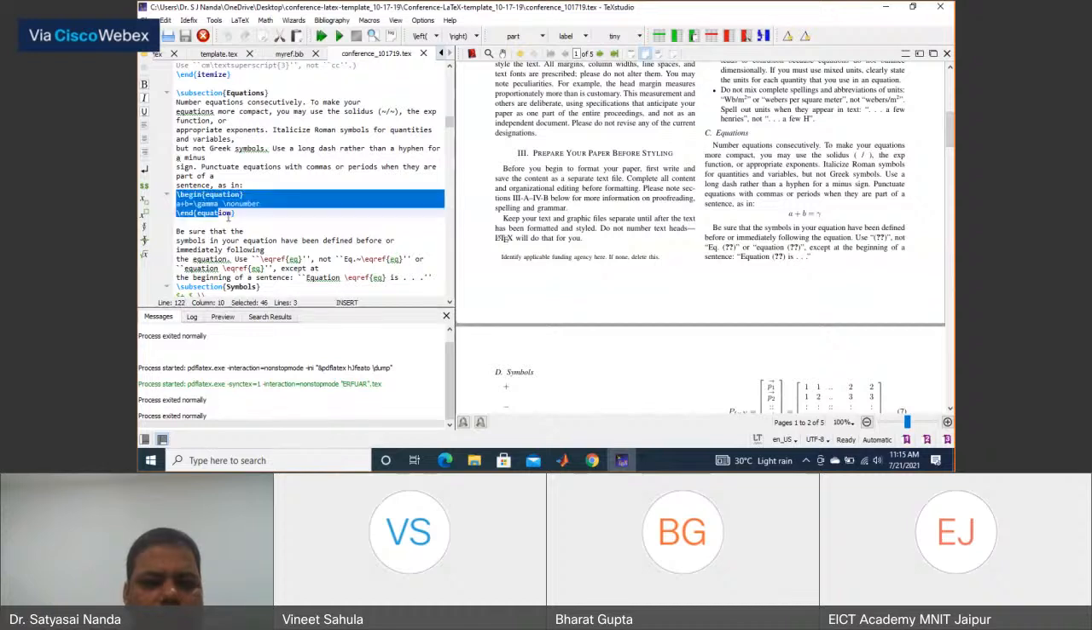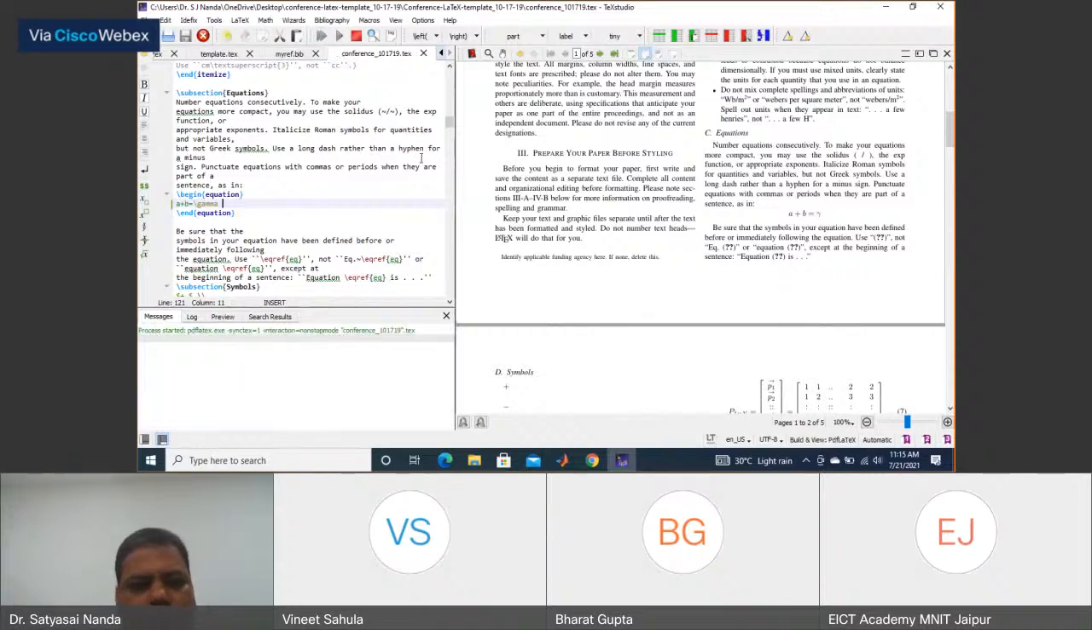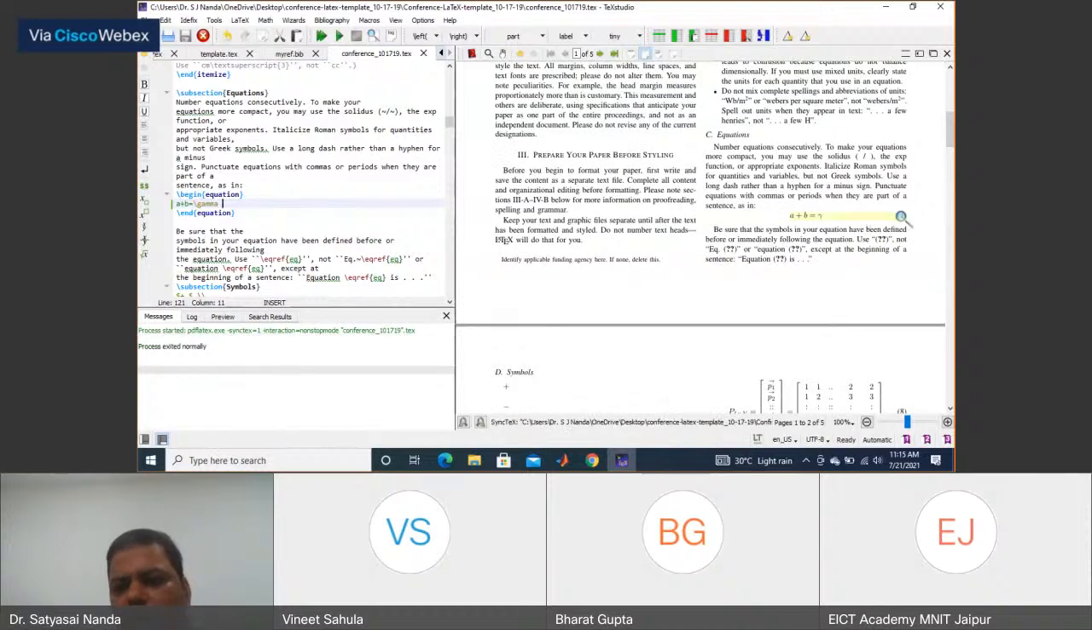So that's why on this particular equation, on the right side, there is no equation numbering. If you remove this nonumber, then the corresponding equation will be numbered. That is A plus B is equal to gamma, and this number has come into account. When you put nonumber, this numbering will not be there.